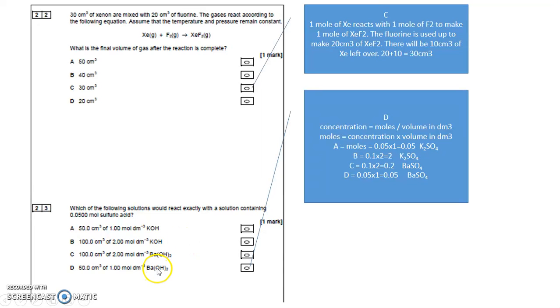Does 1 mole of barium hydroxide react with 1 mole of sulfuric acid? Well, barium's in group 2, so it forms a 2+ ion. Sulfate, as we've said, is SO4 2-. So 1 Ba reacts with 1 SO4. So 1 Ba(OH)2 will react with 1 mole of sulfuric acid, 1 to 1. So 0.05 moles of sulfuric acid will react with 0.05 moles of barium hydroxide, and we've discovered that D has got 0.05 moles of barium hydroxide to make barium sulfate. The answer is D.